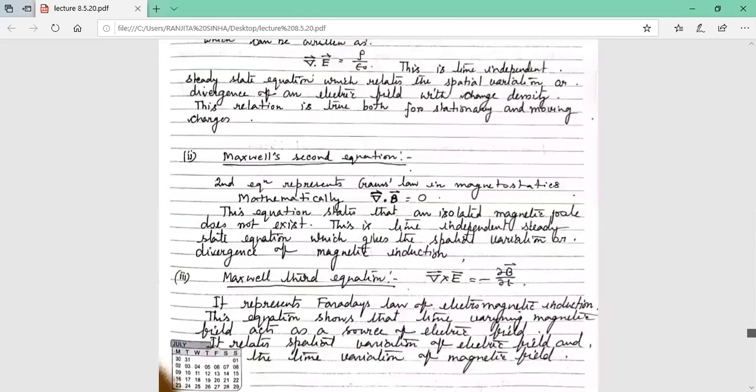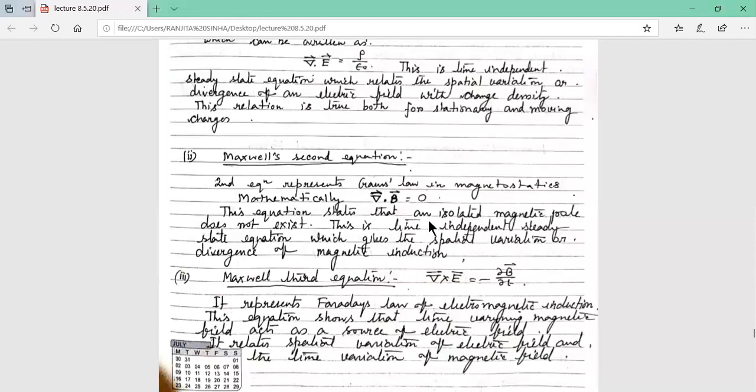Now Maxwell's second equation: we have already proved that divergence of B equals 0. The second equation represents Gauss's law in magnetostatics. If it is given in an MCQ with four options, asking for Gauss's law in magnetostatics, you have to write divergence of B equal to 0.